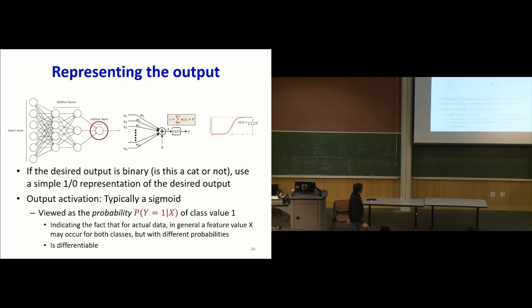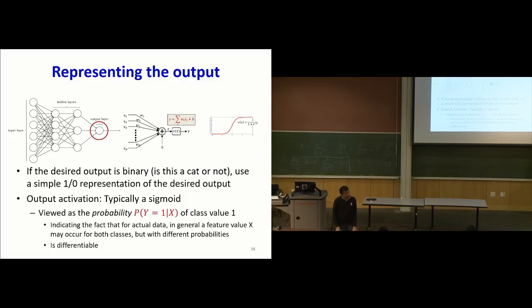Now, typically in these cases, this output neuron is not going to be a simple threshold unit which only produces ones and zeros. It's actually going to be a sigmoid. We saw this in the last class. And in this case, you can think of the sigmoid as producing the probability that the output is 1, given the corresponding input.